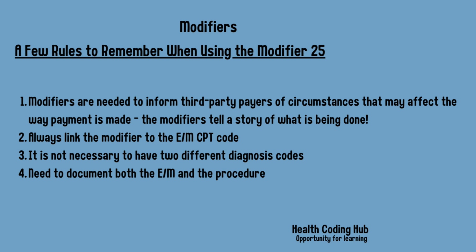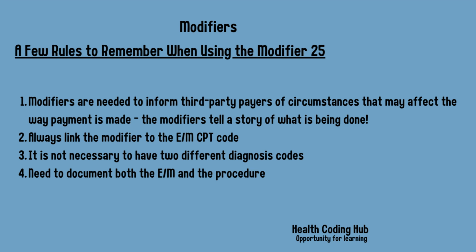Moving to the next rule, it is not necessary to have two different diagnosis codes. The last rule is to document both the E&M and the procedure code. Whenever we are assigning modifier 25, we need to make sure that in addition to the E&M CPT, we have some other procedure CPT; only then can we assign modifier 25 with the E&M CPT. Dear friends, these are the rules for when to use modifier 25.